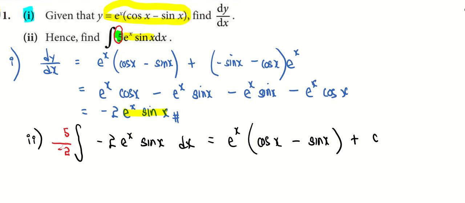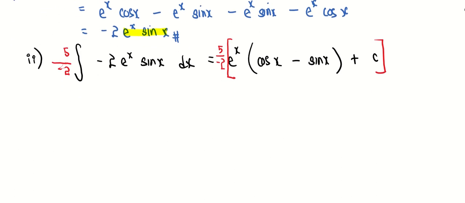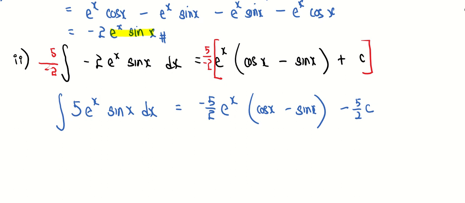But I cannot just do it on the left side of the equation. I must also do it on the right side of the equation. So I do the same, but I need to put a big square bracket. So everything on the left, I multiply by 5 over negative 2. Everything on the right, I multiply by 5 over negative 2. What I need to do is to simplify all the red numbers into the bracket, which is your 5 over negative 2.